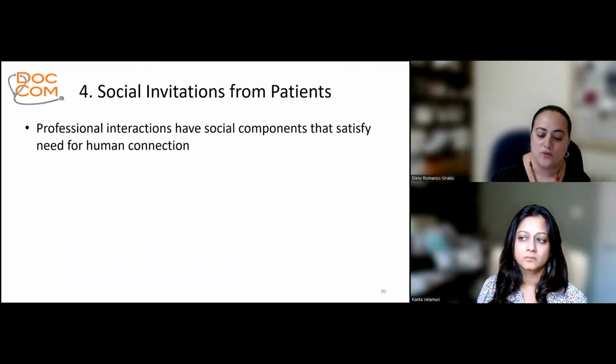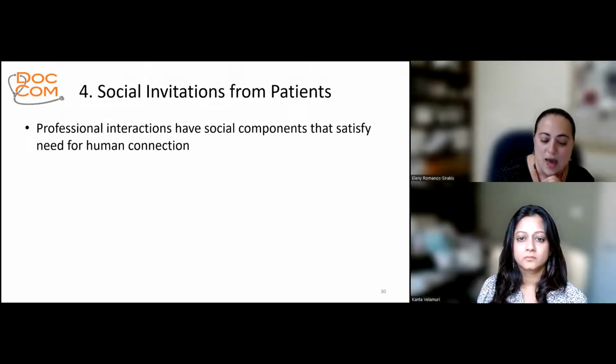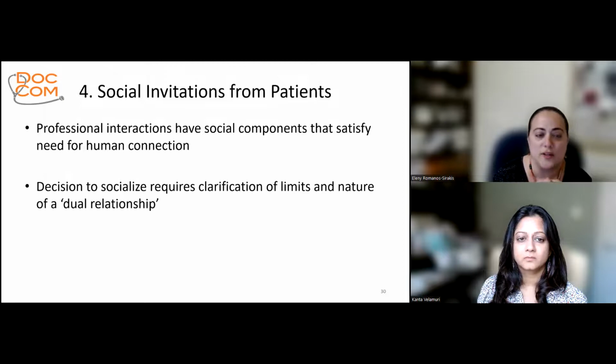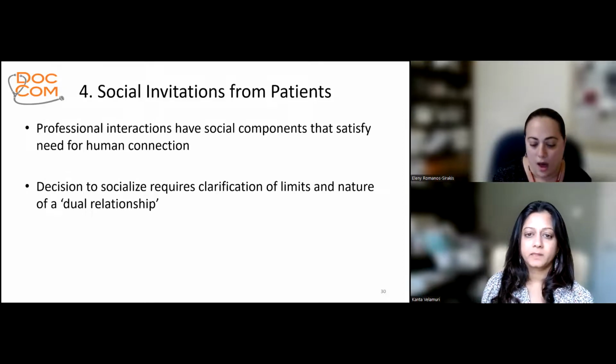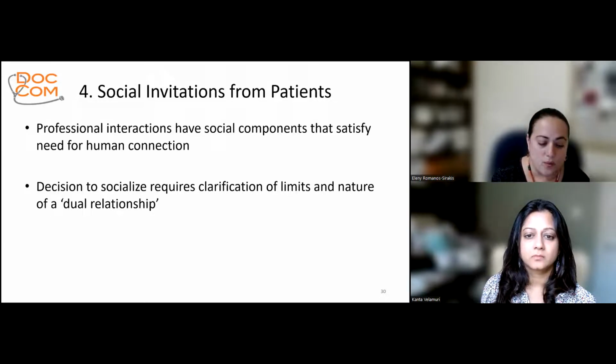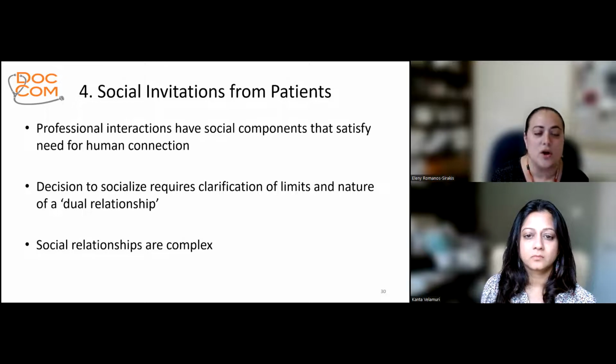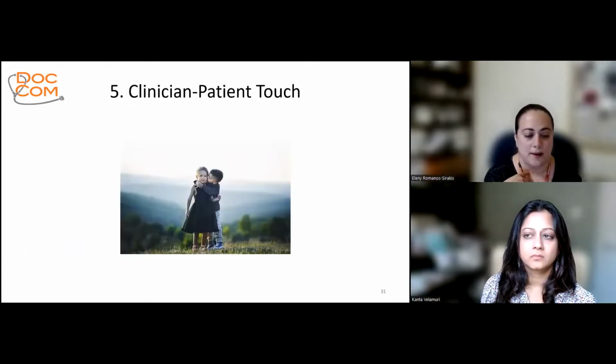So professional interactions really have social components that satisfy our need for human connection. We want to communicate with others. We don't want to sit in a box and not see patients. This is what we do on a day-to-day basis. And the decision to socialize really requires a clarification of limits and the nature of this dual relationship. We need to really be clear with the limits and the nature of any relationship or any interactions outside of the office. And what it comes down to is really social relationships are complex, but it's important to be clear and set those limits up front. Next slide.